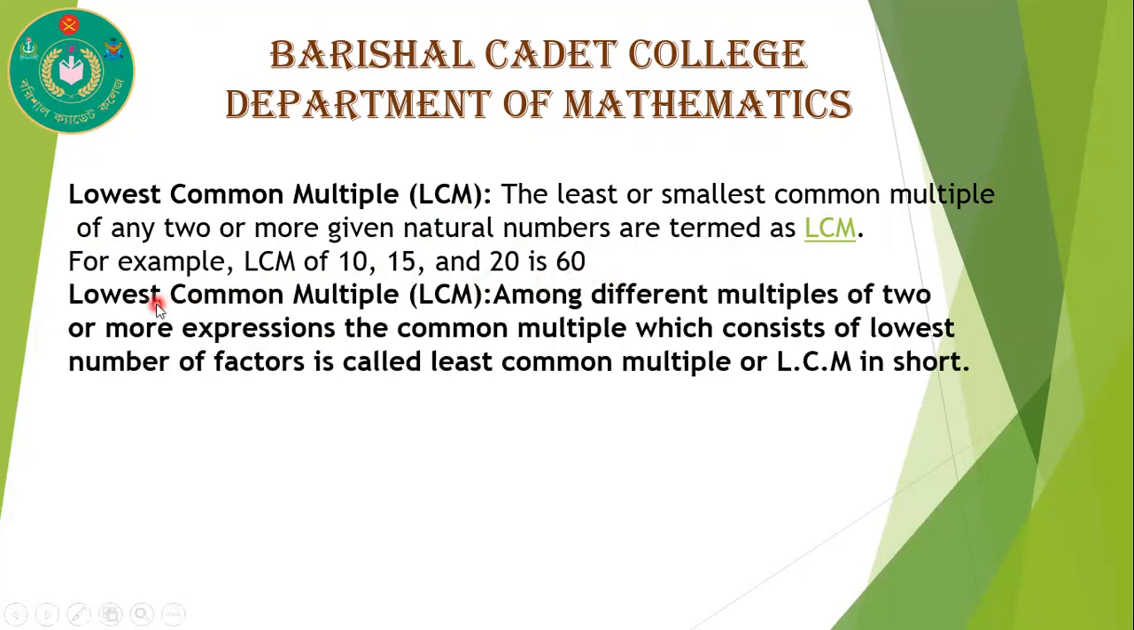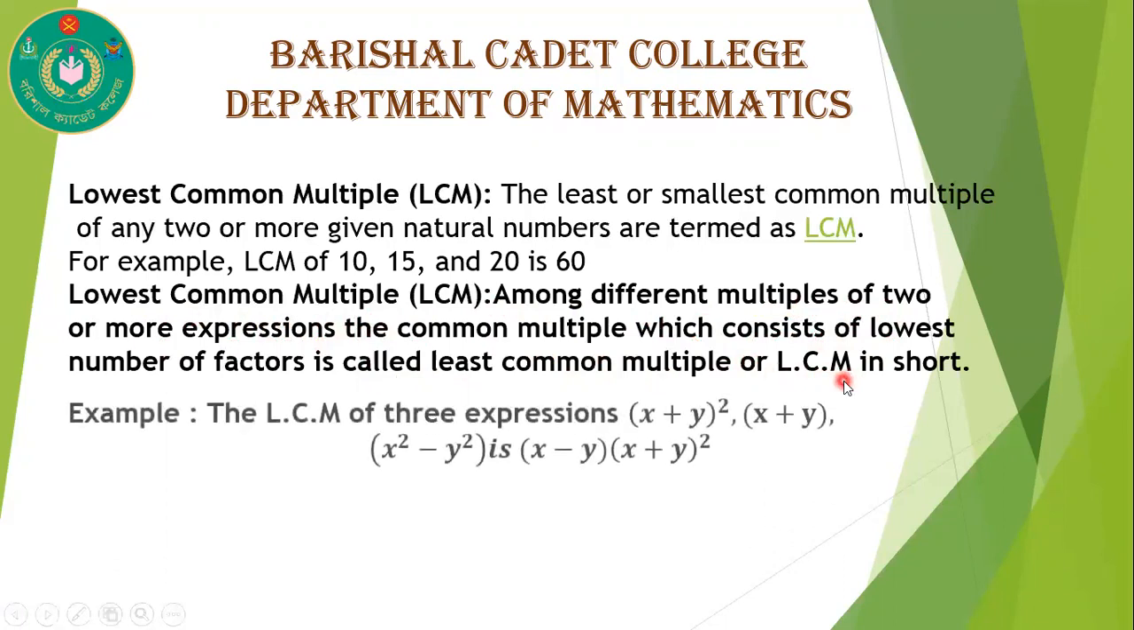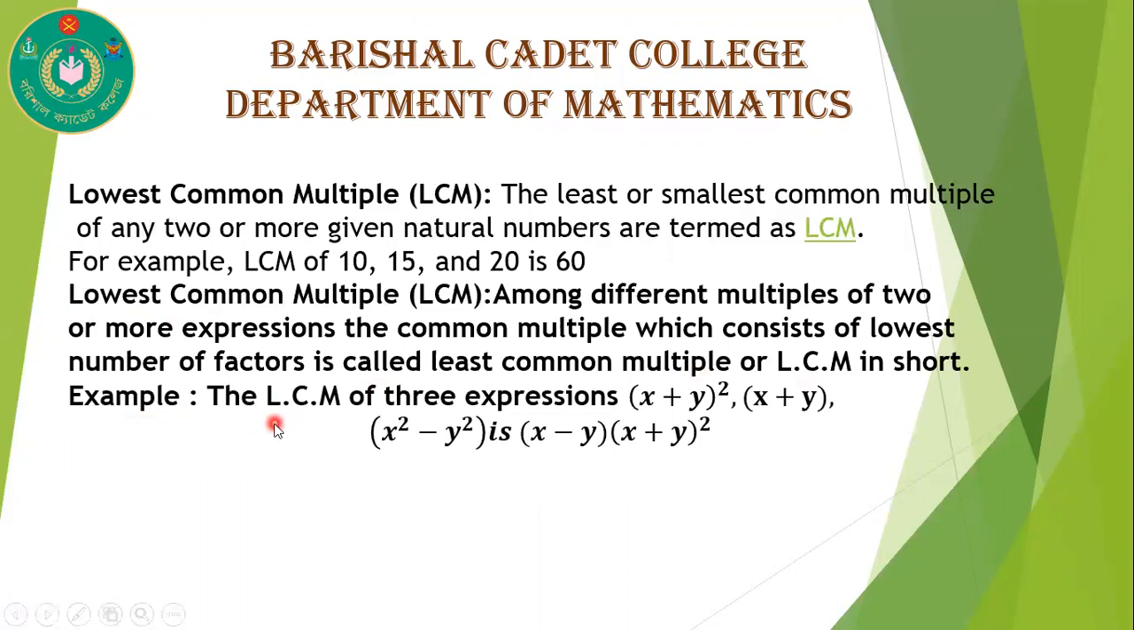In algebraic expressions, among the different common multiples of two or more expressions, the common multiple which consists of the lowest number of factors is called the least common multiple, or LCM in short. Example, the LCM of three expressions (x plus y) whole square, x plus y, x square minus y square is (x minus y) into (x plus y) whole square.